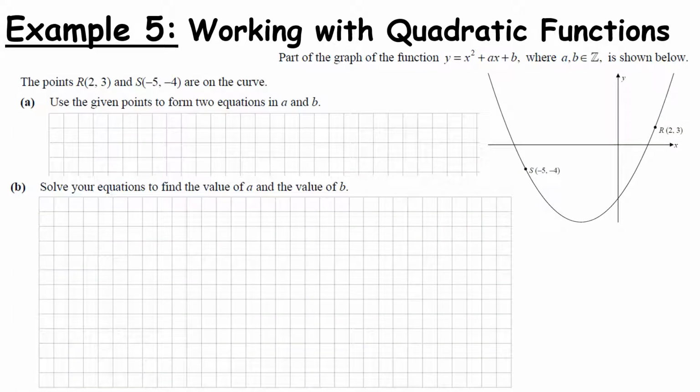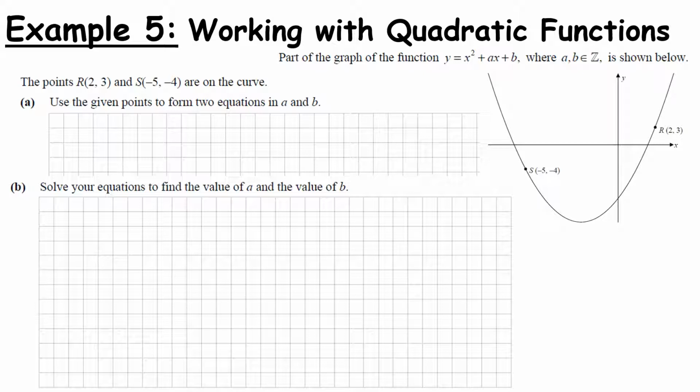So now let's look at an example where we're still working with the quadratic function, but we're working with it in a slightly more challenging way. Part of the graph of the function y is equal to x squared plus ax plus b, where a and b are elements of Z, which stands for our integers, which means they're positive or negative whole numbers, is shown below. The points R and S are on the curve. Use the given points to form two equations in a and b.